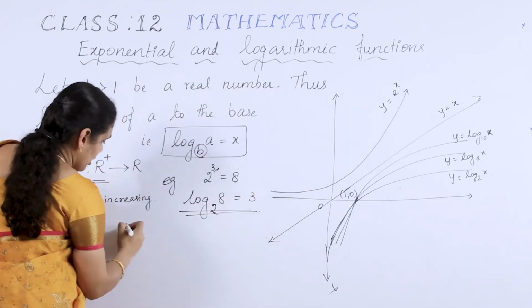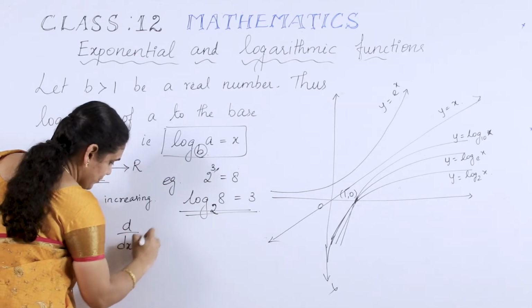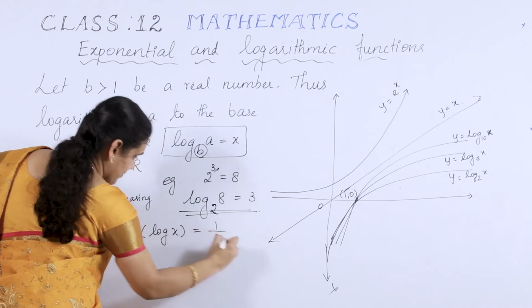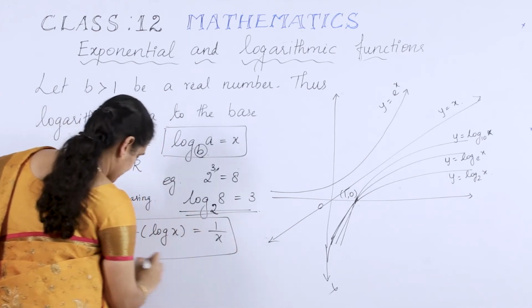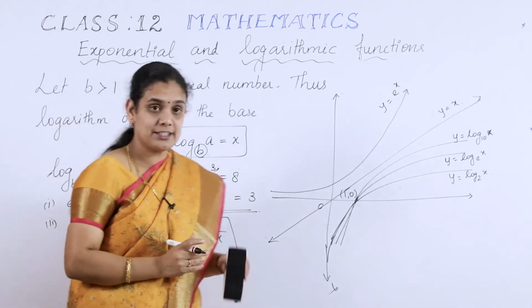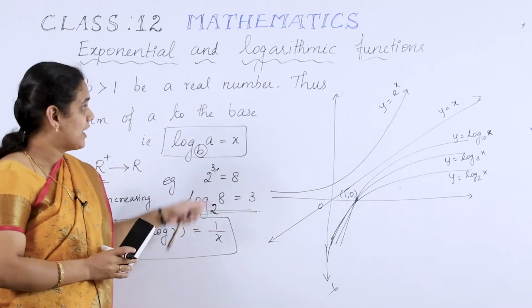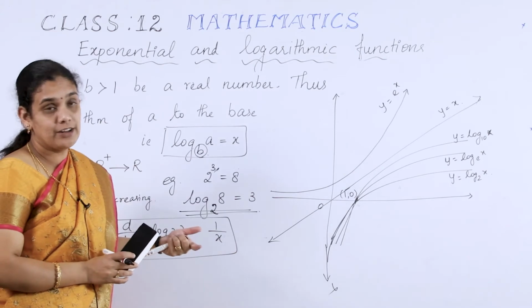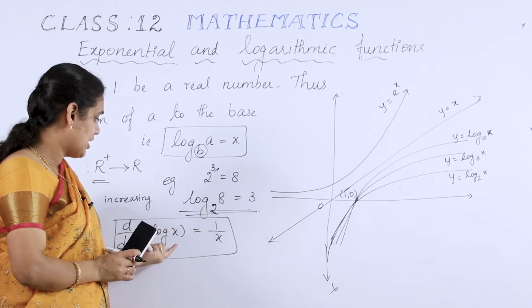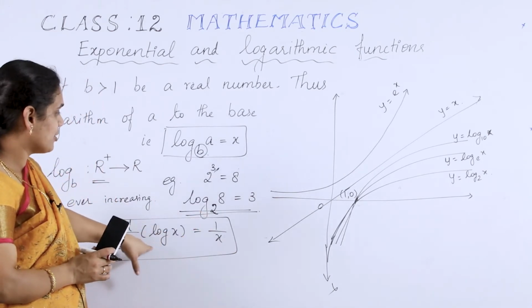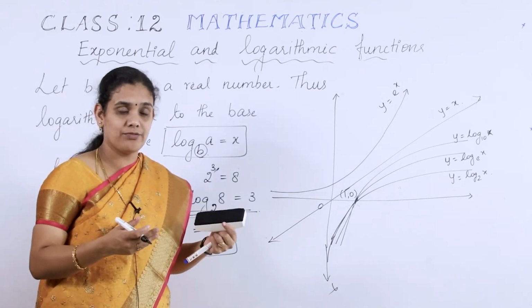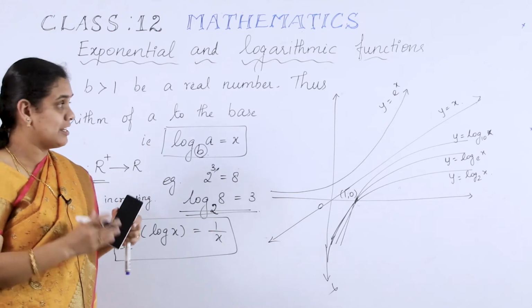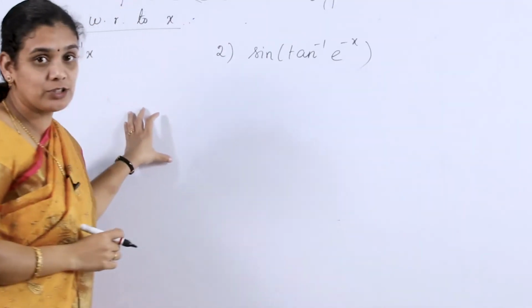And what is the derivative of log x? We studied the natural logarithm. The derivative of log x is 1 by x. I suggest you have a formula book and write down all the derivatives, and whenever necessary you can go through and learn them. If you are not writing them in a book and keeping it ready, then you have to search everywhere and flip through your pages to find the derivatives. Better you maintain a formula book. Let's move on to the exercise problems.